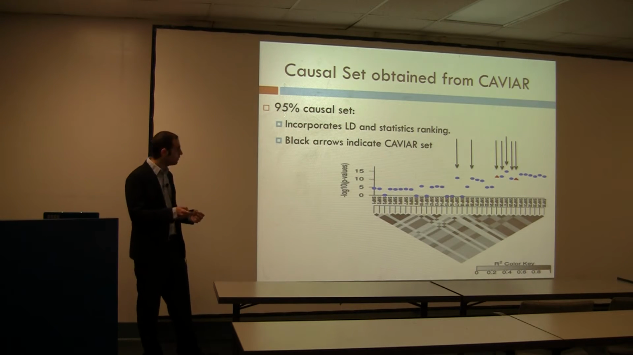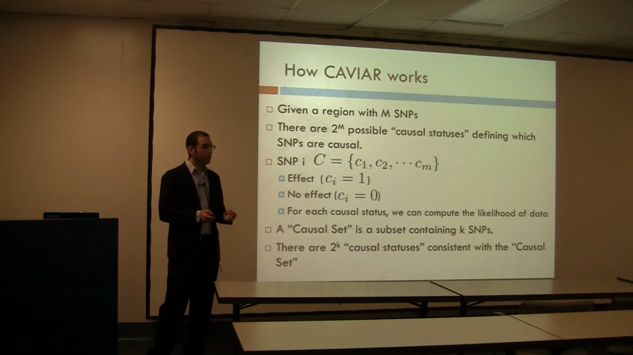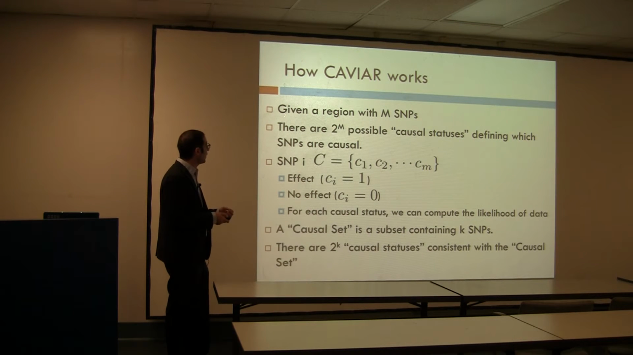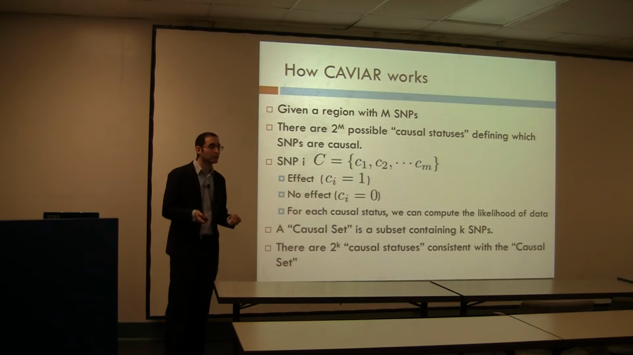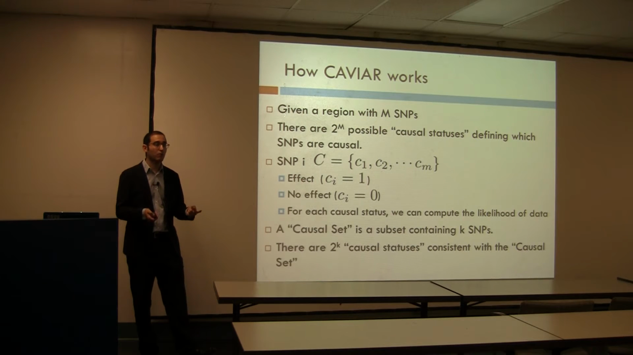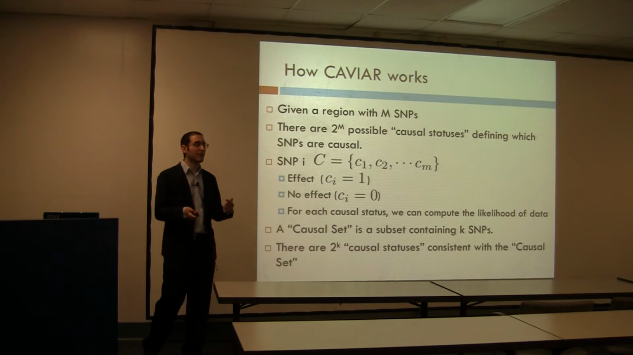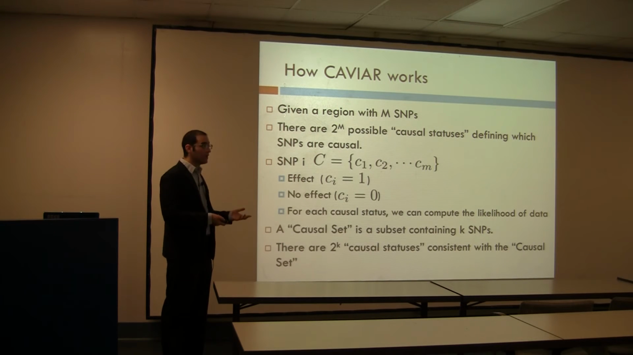So at least this example shows that CAVIAR works better than top K and the conditional method for this complicated region. So how does CAVIAR work? In order to find this rho causal set, CAVIAR uses a concept called causal statuses. So for a single SNP, we have 2 possible causal statuses. Either the SNP has an effect towards the phenotype, so the SNP is causal, we represent it with 1. And if the SNP has no effect towards the phenotype, meaning that it's not causal, we use 0.